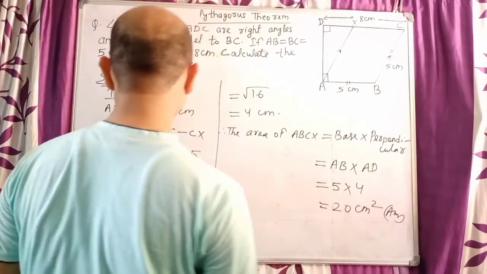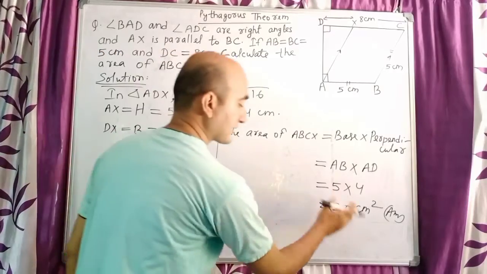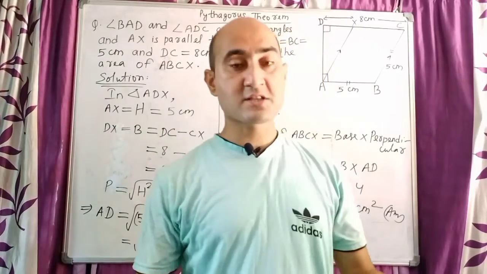So by using the Pythagoras theorem only, I could get the area of the rhombus. This is the way you have to do, children.